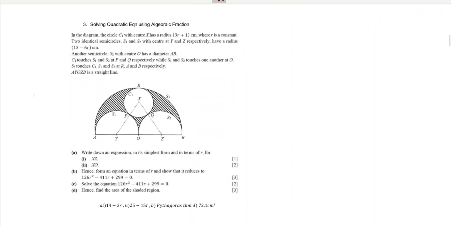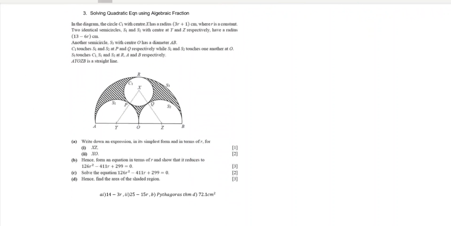Then for question 3, solving quadratic equation using algebraic fraction. Over here I give you 2 examples. One which involves circles, it involves radius. Okay, so for A part 1 is pretty easy. A part 2 is the hard one, where they ask you to find this guy. Alright, so you have to know that OX, the clue is OX is equals to OR minus RX.